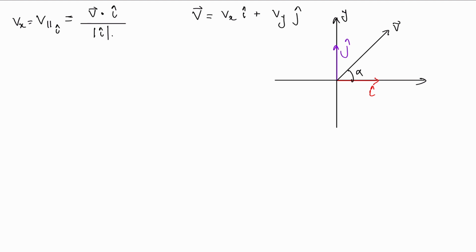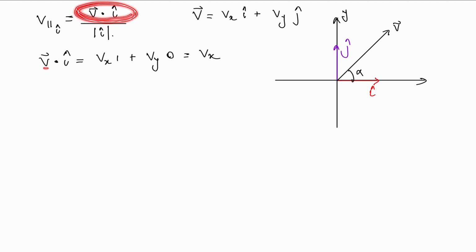So what is the dot product between v bar and i hat? The dot product between v bar and i hat is going to be Vx times 1 plus Vy times 0, which will give us V sub x. So this is what goes in the numerator.